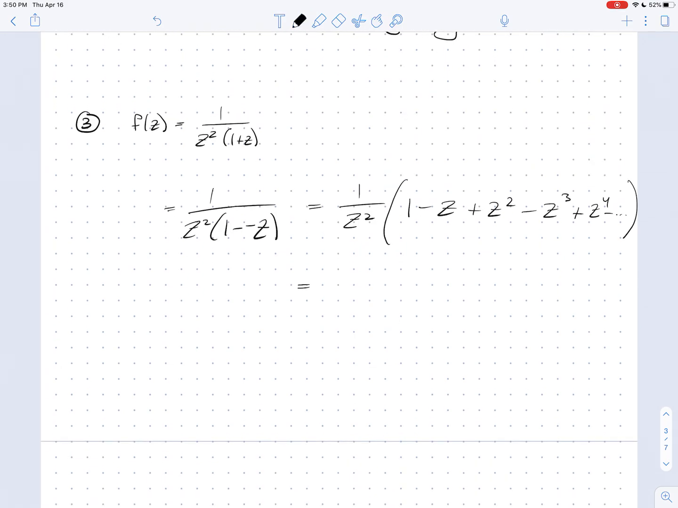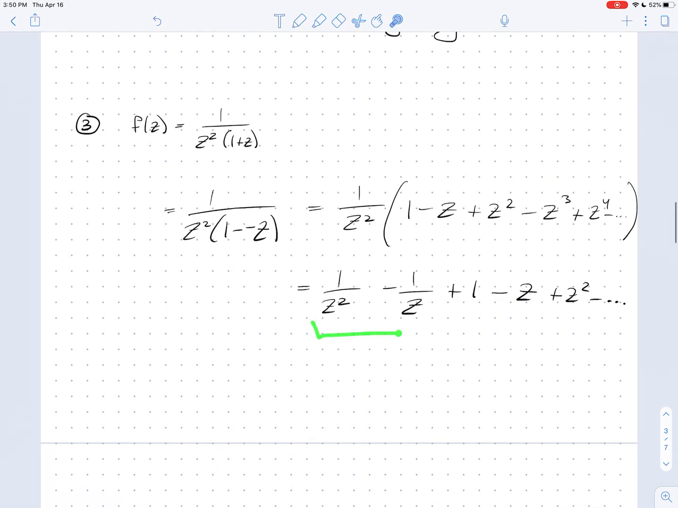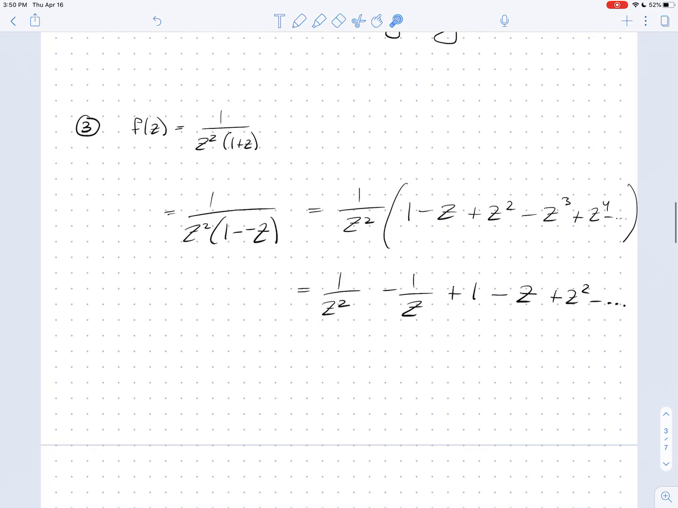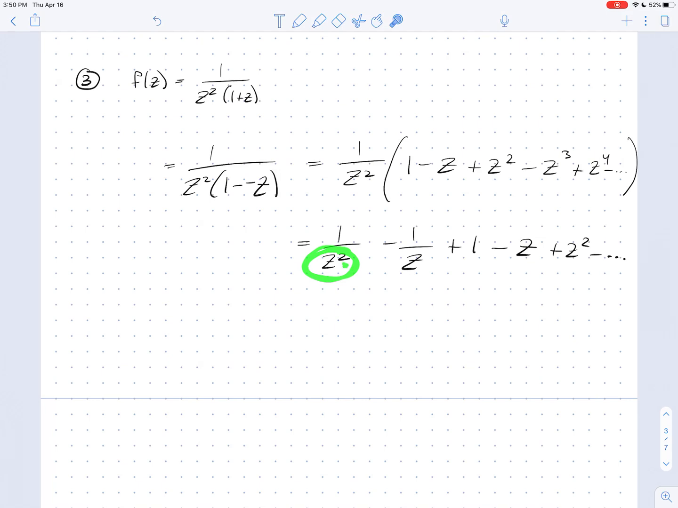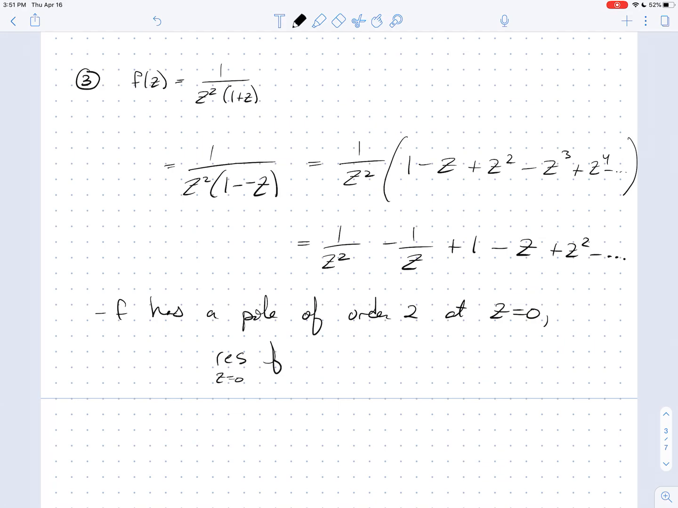And when I push this through, I end up with 1 over z squared, and then I get minus 1 over z, and then I get a plus 1, and then a minus z, and I can keep going as far as I want, but I really don't care too much. I'm thinking about the principal part, and I can see that the highest negative power of z is 2, so now I know that f has a pole of order 2 at z equals 0. And by the way, since we're here, we might as well point out that the residue at z equals 0 of f is negative 1.